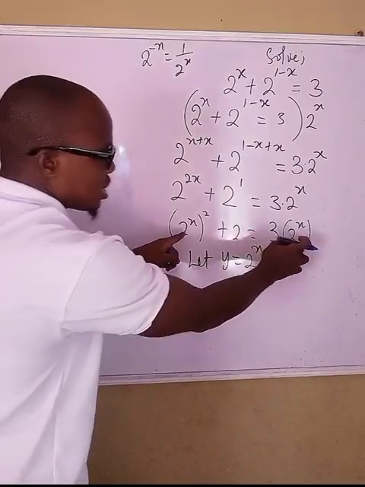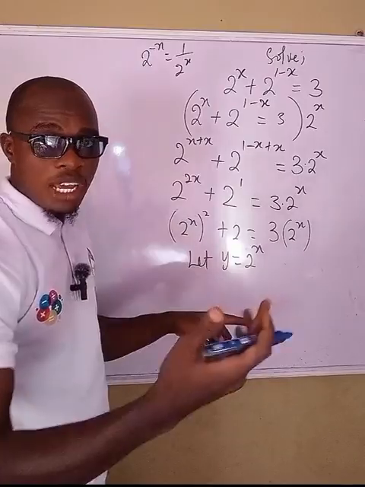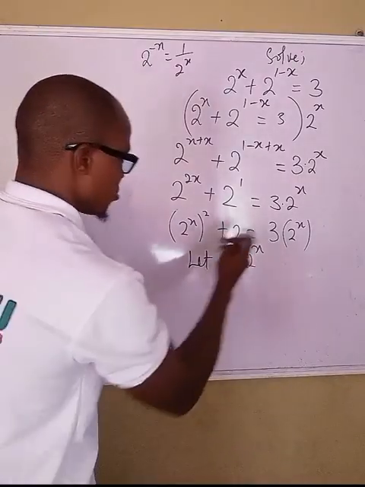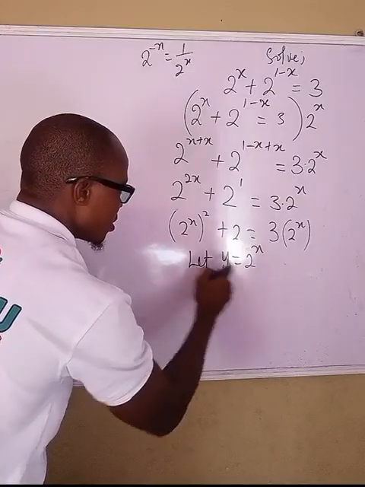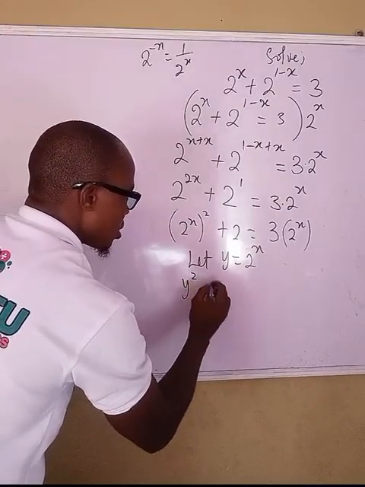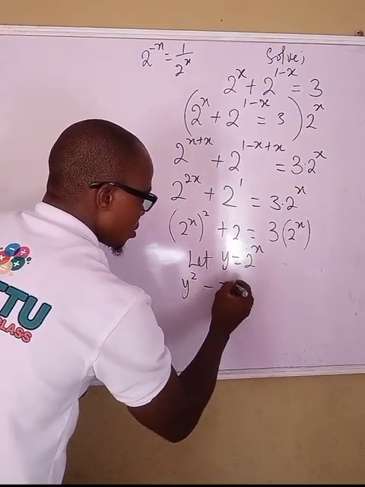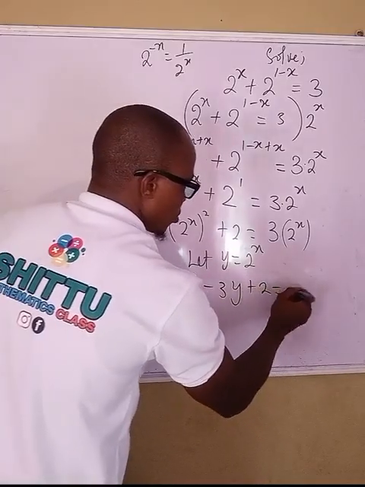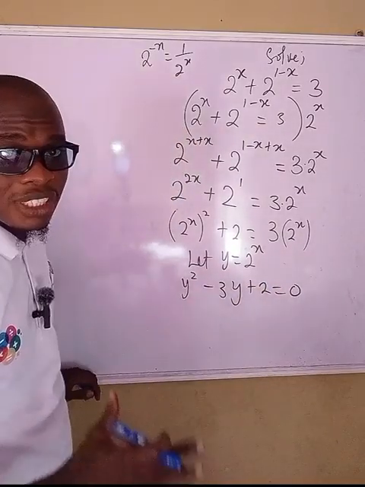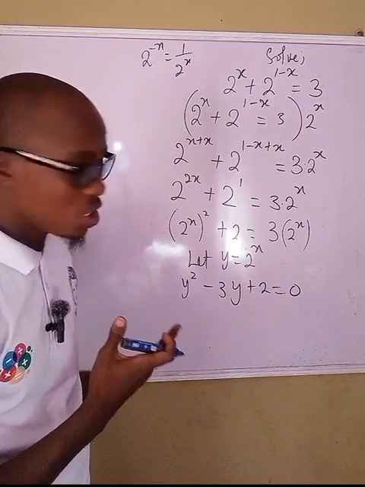So which shows that in this equation, anywhere you see 2 to the power of x, you replace it by y. You're going to have y squared, plus, let's transpose those to this side, minus 3y, then plus 2 equals 0.